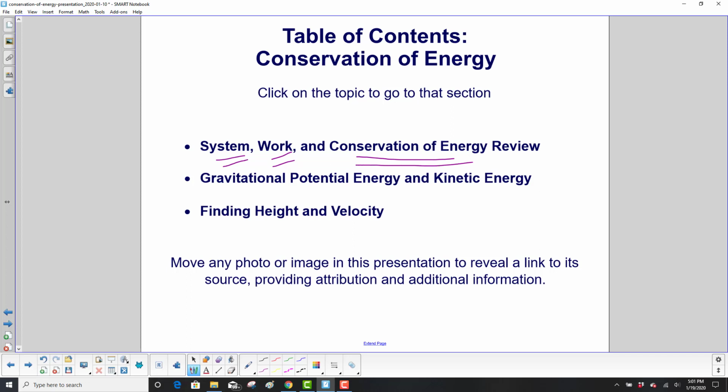We will then talk about gravitational potential energy and kinetic energy as they relate to each other, and then we will be finding height and velocity of different objects using the concept of conservation of energy, which frequently is easier to use than the kinematics that we use. Remember the velocity, the displacement, the acceleration equations? Sometimes it can be done quicker and easier using energy and the conservation of energy.